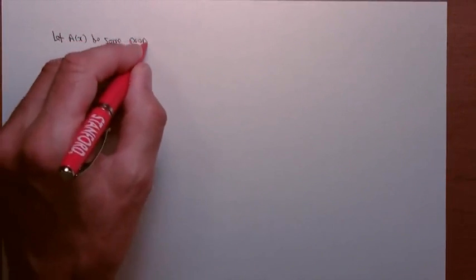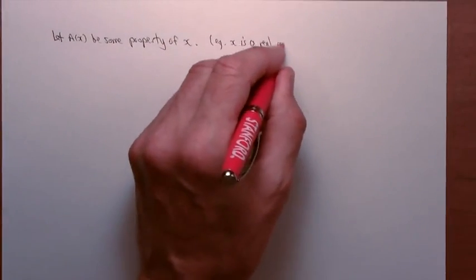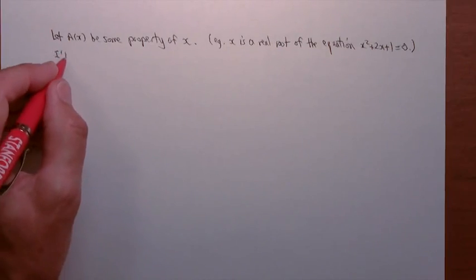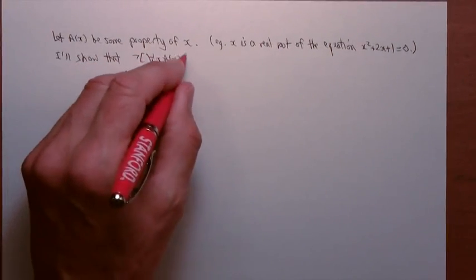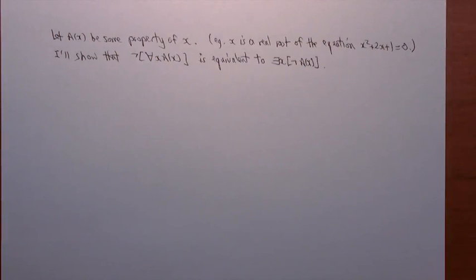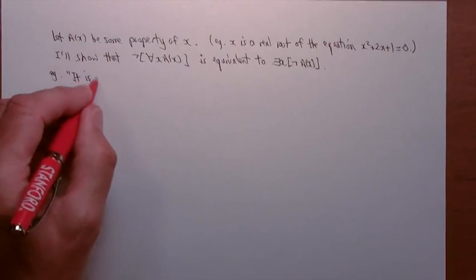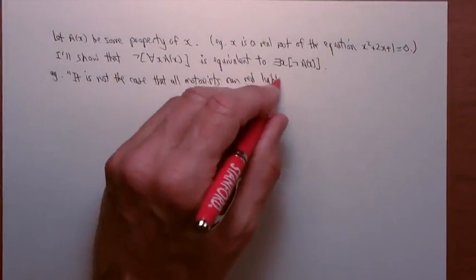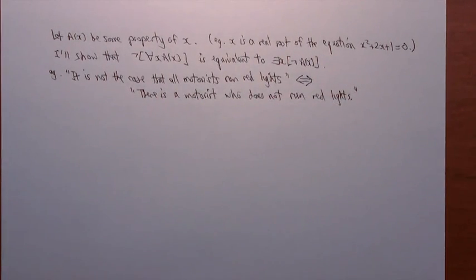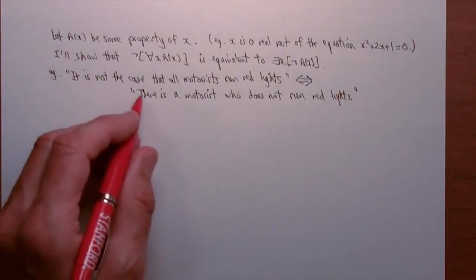Let's look at our first example of negating a quantified statement. Let A of x be some property of x. For example, x is a real root of the equation x squared plus 2x plus 1 equals 0. I'll show that not for all x A of x is equivalent to there exists x such that not A of x. For example, it's not the case that all motorists run red lights is equivalent to there is a motorist who does not run red lights. Well, in this case, it's pretty obvious that these two are equivalent.